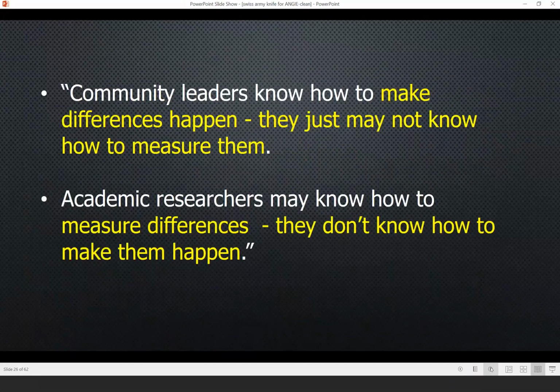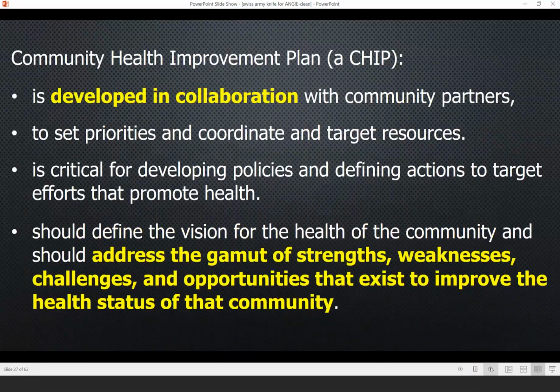I do want to insert my favorite newest quote. Community leaders know how to make differences happen. They just may not know how to measure them. Academic researchers like myself may know how to measure differences, but we don't know how to make things happen. And I think that's a word to the wise when you're looking for consultants. We'll talk about that later.